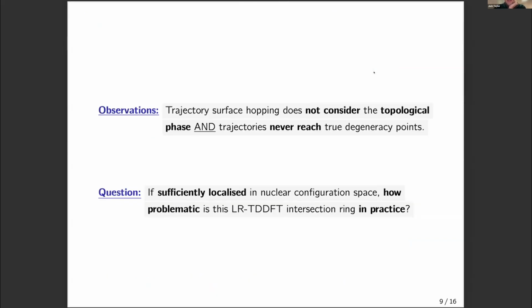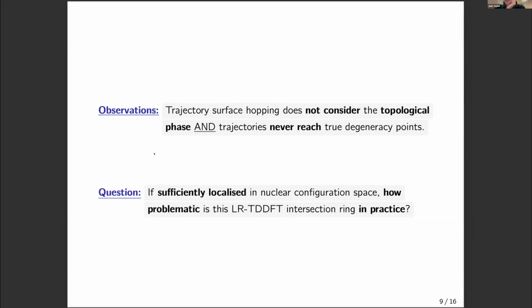But the extra conclusions, I guess, from this talk are related to actually running non-adiabatic dynamics, and in particular, I would say the most popular non-adiabatic dynamics method, and that's trajectory surface hopping. Now, this method does not actually consider the topological phase. Also, classical trajectories within surface hopping never reach a true degeneracy point at the point in which they hop.